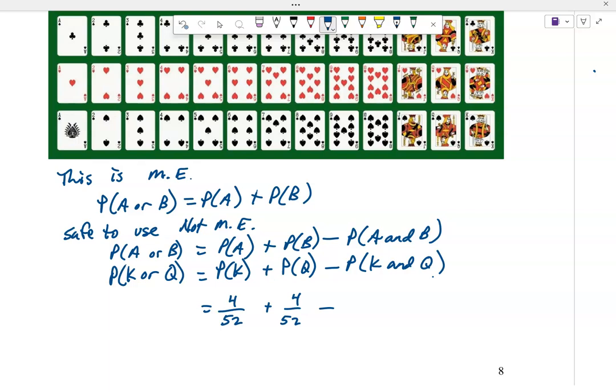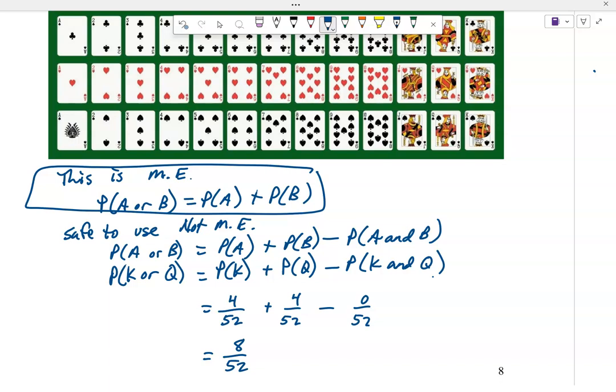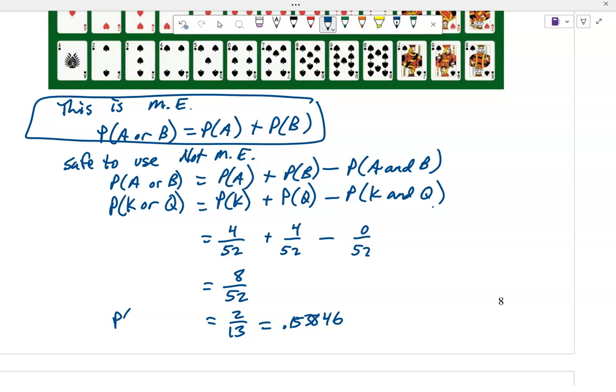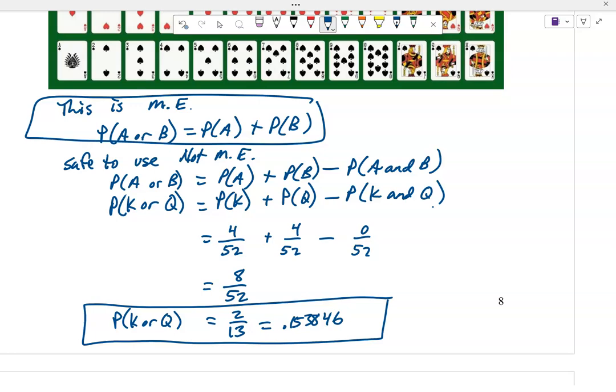And how many cards are a king and a queen? Well, it's not possible to pull out a king and a queen card, right? There's no card that's both. That's why we said it's actually mutually exclusive, because the ending part is just 0. So it's an 8 out of 52 probability. In other words, both of those go into 4, 2 out of 13, or 0.153846. That's the probability if I draw a card that I draw a king or a queen.